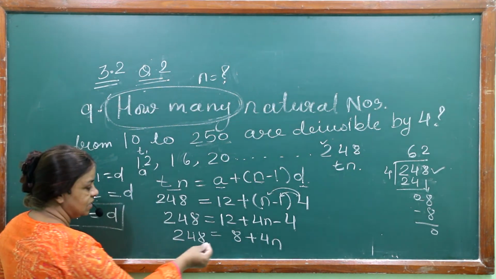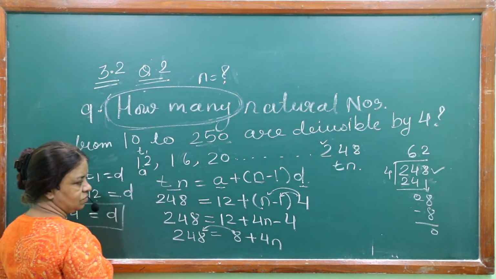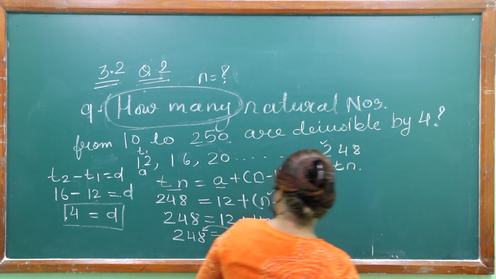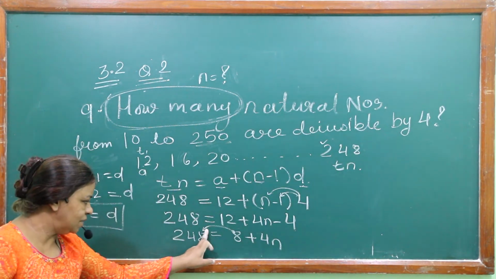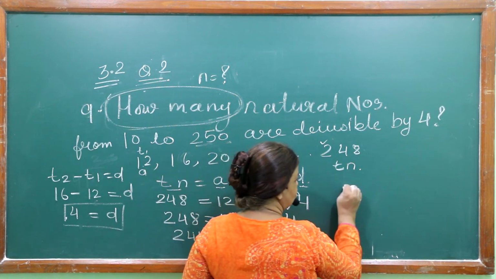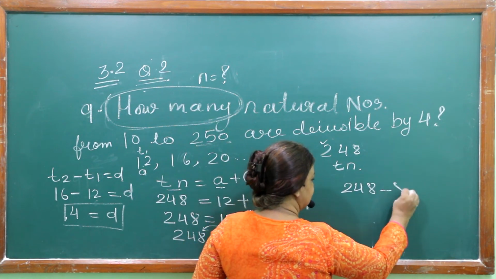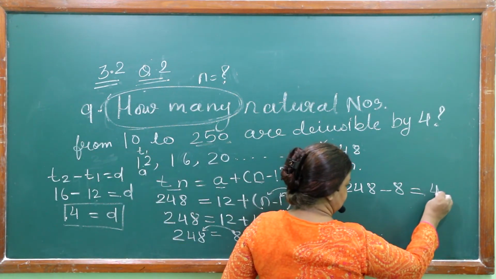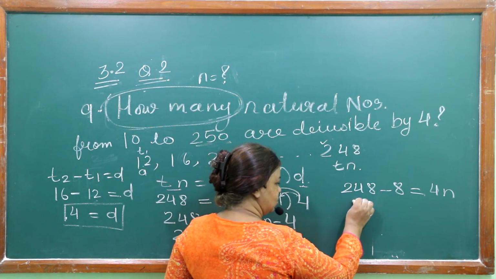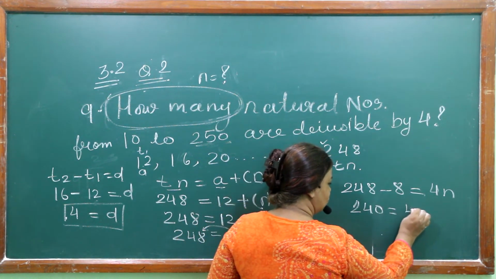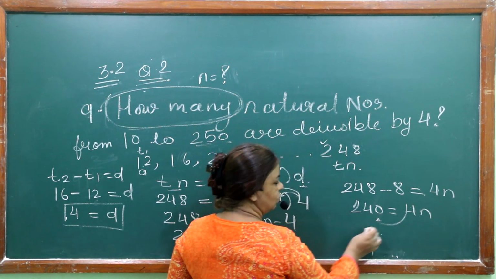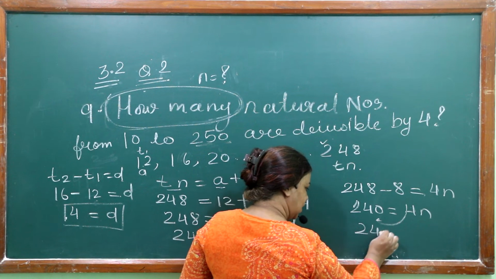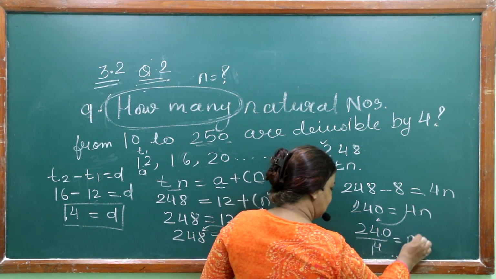248. Now 12 minus 4 will be 8 plus 4n, equals 248. Now see, 8 will come here. So what will happen? 248, 8 will come here, it will become minus. So 248 minus 8, and that side left is what? 4n. 248 minus 8 is 240 is equal to 4n. Now 4 will come down to divide this number because 4 is multiplied with n. So 240 upon 4 is equal to n.